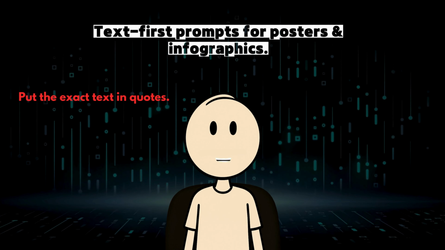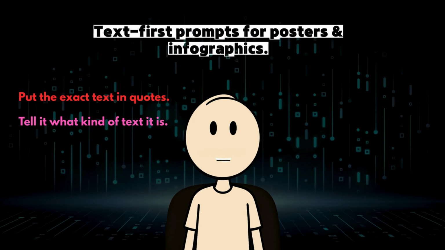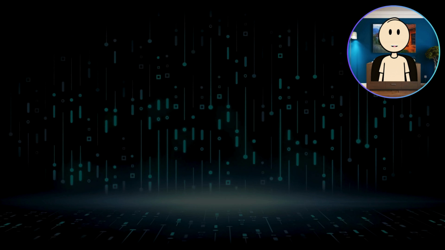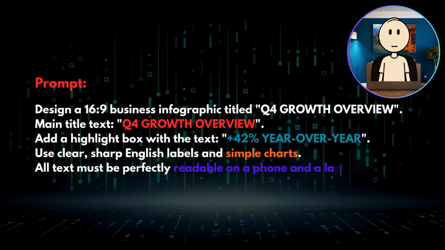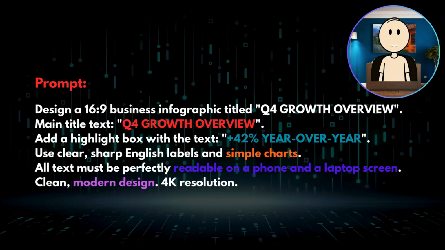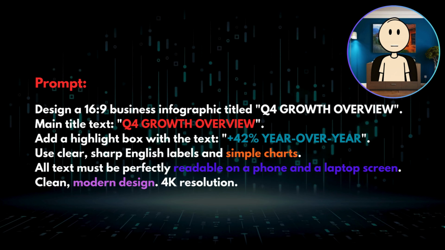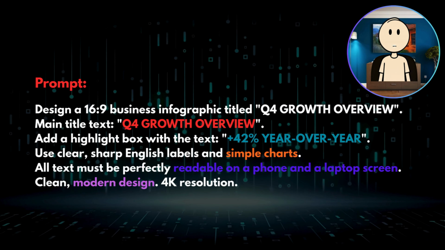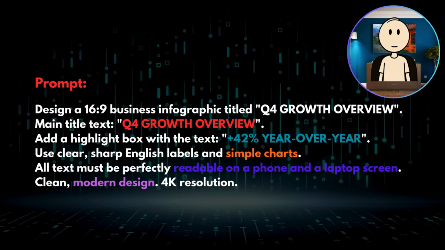Put the exact text in quotes. Tell it what kind of text it is. Title, subtitle, label, tagline. Tell it that the text must be sharp and readable on a phone. Here's a real example for a business infographic. Design a 16:9 business infographic titled Q4 Growth Overview. Main title text, Q4 Growth Overview. Add a highlight box with the text, plus 42% year over year. Use clear, sharp English labels and simple charts. All text must be perfectly readable on a phone and a laptop screen. Clean, modern design. 4K resolution.